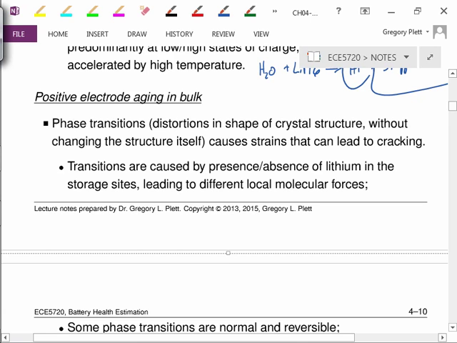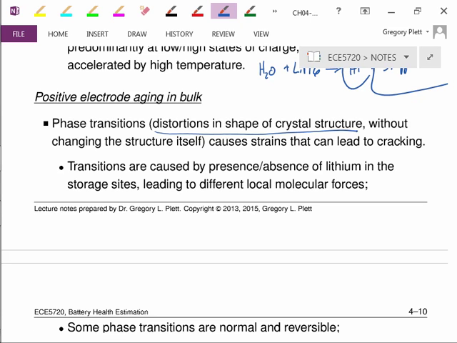So that's the surface effects. Now we look at within a particle itself, and I was alluding to this just a few seconds ago. When we charge and discharge the material, putting lithium in and taking lithium out, it causes distortions in the shape of the structure, and they're not necessarily uniform in every direction. They could be anisotropic, so they could have different strain and stresses in different directions. This is called a phase distortion.